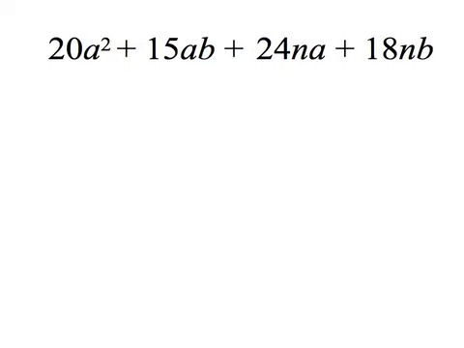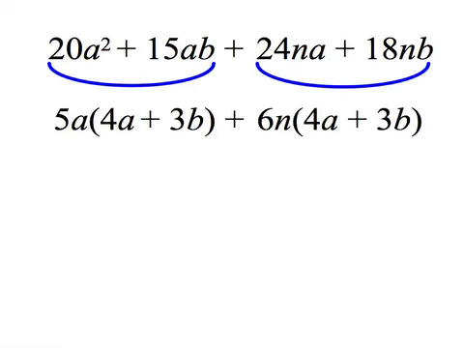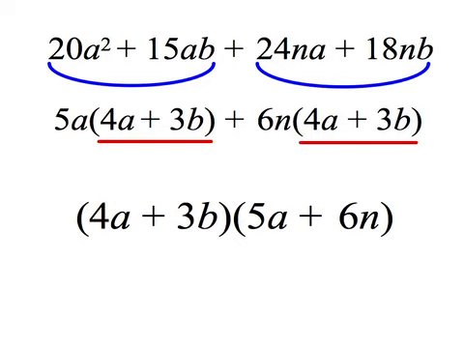Another example. There we've divided into the first two and the second two. And the first two have 5a in common, and the second two have 6n in common. Then we check, and we're happy because the binomial factors are identical, and they need to be, or we couldn't factor any further. And there you have it, 4a plus 3b times the quantity 5a plus 6n.